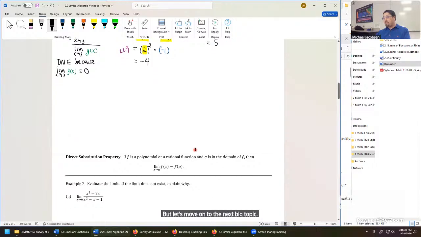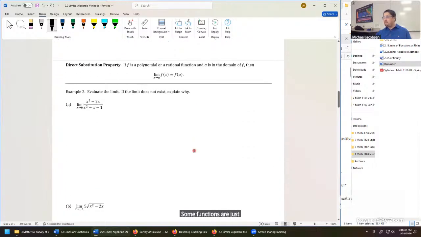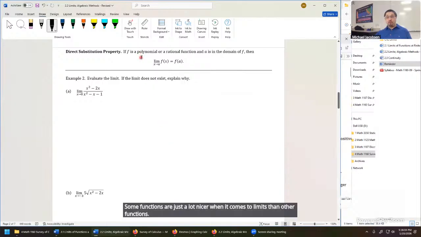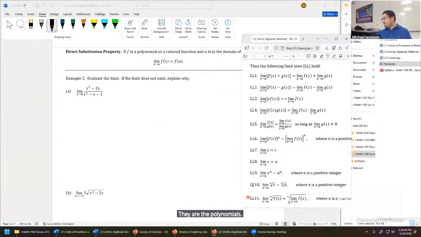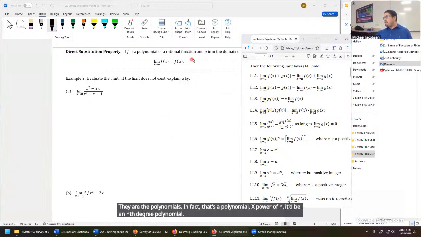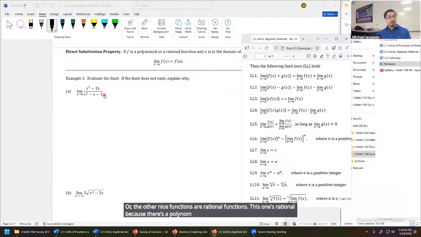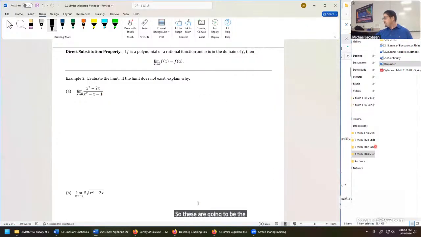Some functions are just a lot nicer when it comes to limits than other functions. They are the polynomials. In fact, that's a polynomial, x power of n. It'd be an nth degree polynomial. Or the other nice functions are rational functions. This one's rational because there's a polynomial in the numerator and a polynomial in the denominator. So these are going to be the nice ones to take limits on.